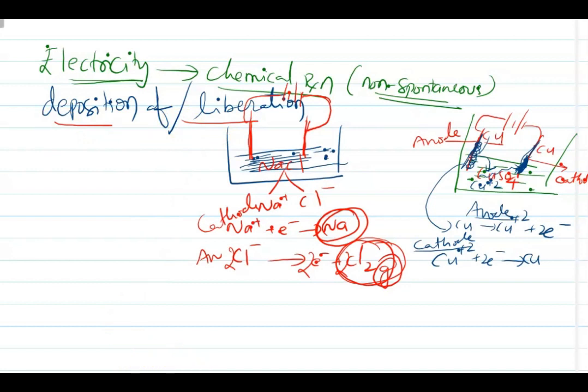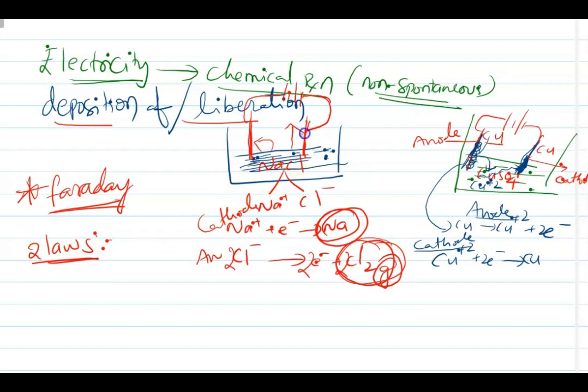So when electrolysis or electrolytic cells are in operation, this liberation or deposition is governed by two laws discovered by the scientist Michael Faraday. He set two laws on how much amount of substance is getting deposited or how much amount of substance is getting liberated. So to calculate this, Faraday has given two laws.